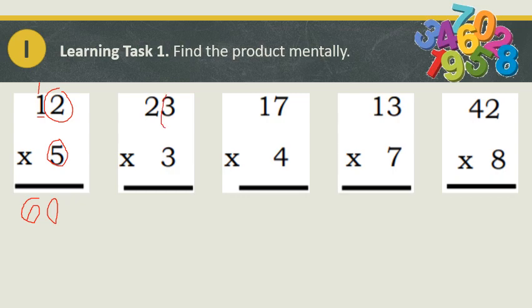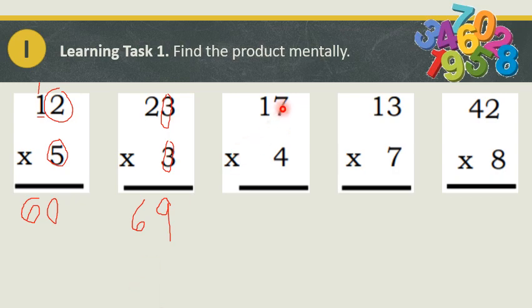Dito tayo sa pangalawa. Unahin ulit natin muna ito. 3 times 3. 3 times 3 is 9. Wala namang carry yun. Then, sunod natin i-multiply sa 3 is yung kasunod. So, 3 times 2 is 6. Kaya, ang answer dyan is 69.